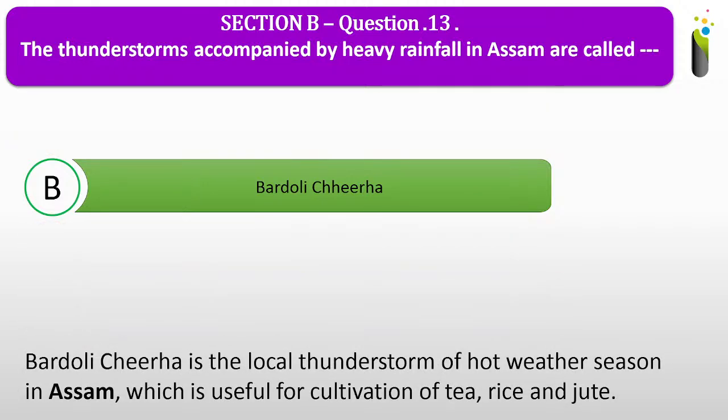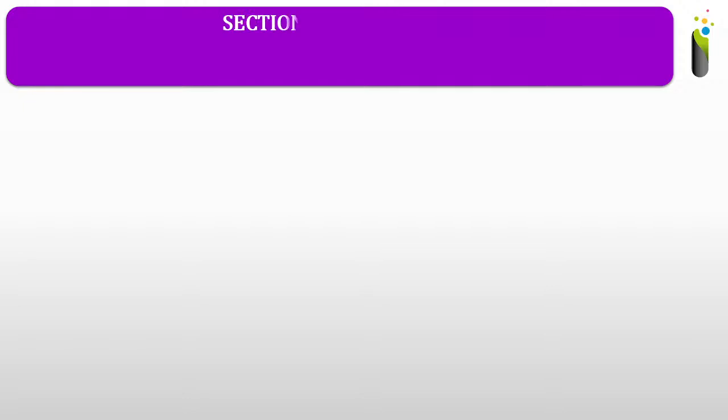And the correct answer for this question is Bardoli chira. See, Bardoli chira is a local thunderstorm of hot weather season in Assam, which is useful for cultivation of tea, rice, and jute. Keep this in mind. Everywhere I've tried to put up all the required points so that you have a quick revision. We go to the next question, number 14.